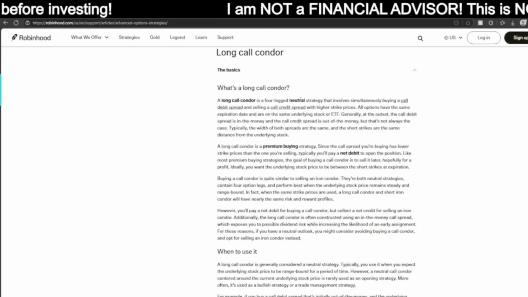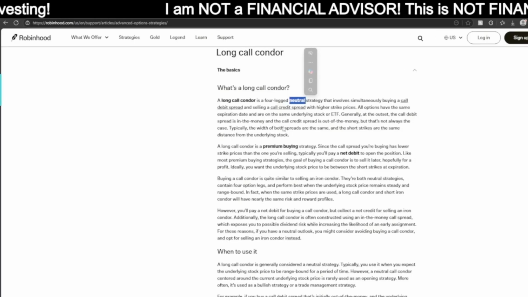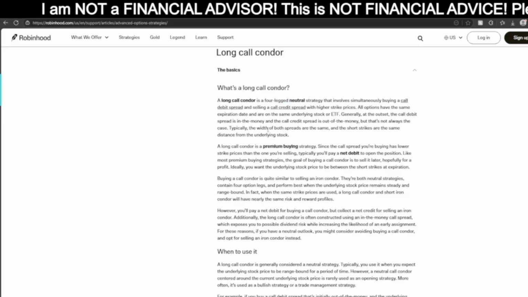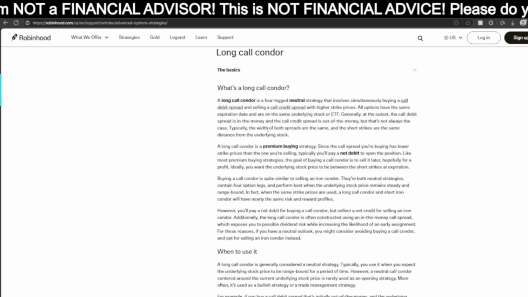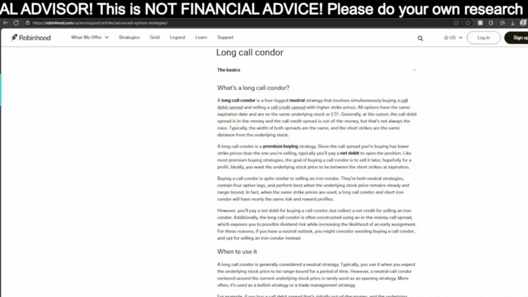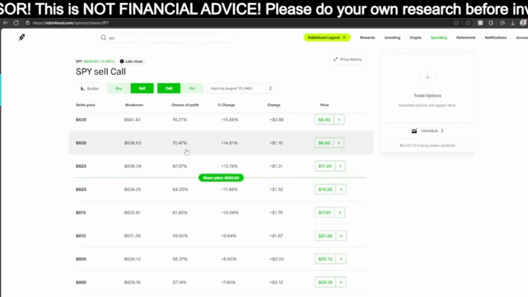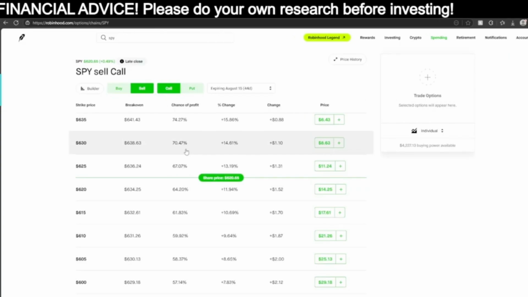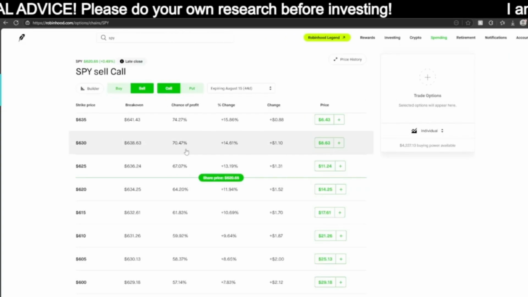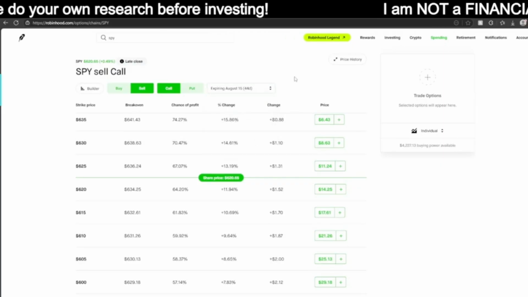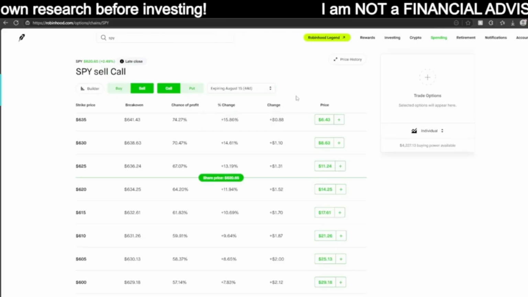Now, this one is considered a neutral strategy. Neutral basically means you're not looking for much movement in a stock between now and the expiration date. For example, SPY is a very common ETF to trade on the stock market because it's so liquid. It has a lot of strike prices, as you'll see here, and a lot of shares are traded every single day. So it's a very good one to trade this with.